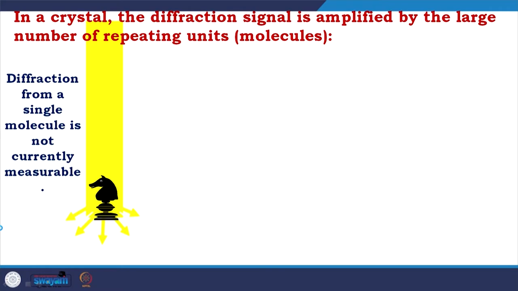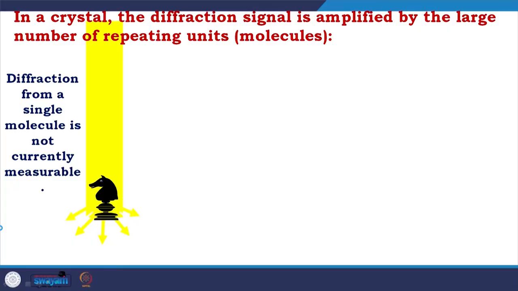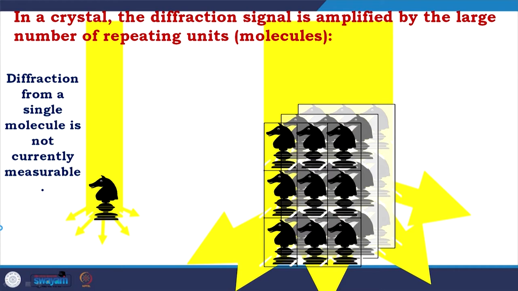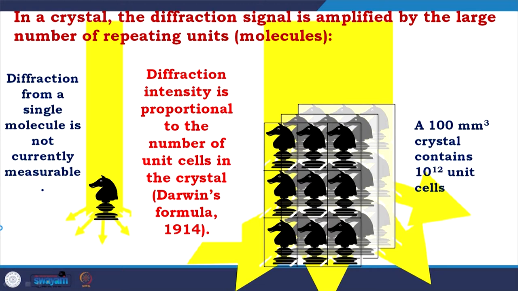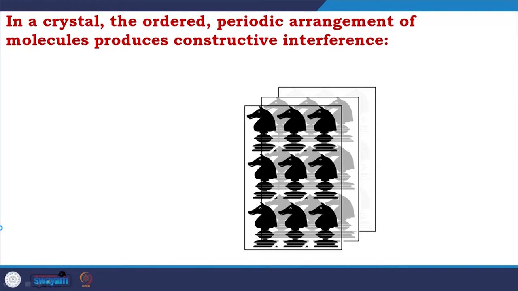If you remember, in the introductory classes I talked about why we need a crystal instead of working on a single protein. In a crystal, the diffraction signal is amplified by the large number of repeating units. The diffraction from a single molecule is not measurable, it is a very weak signal. Whereas in a crystal, a 100 millimeter cube crystal contains 10 to the power 12 unit cells. Diffraction intensity is proportional to the number of unit cells, so instead of 1, here it is 10 to the power 12. So the intensity is much higher, and you could easily measure that.